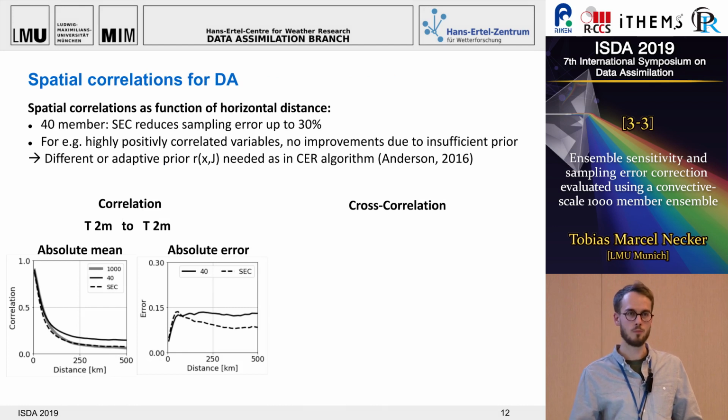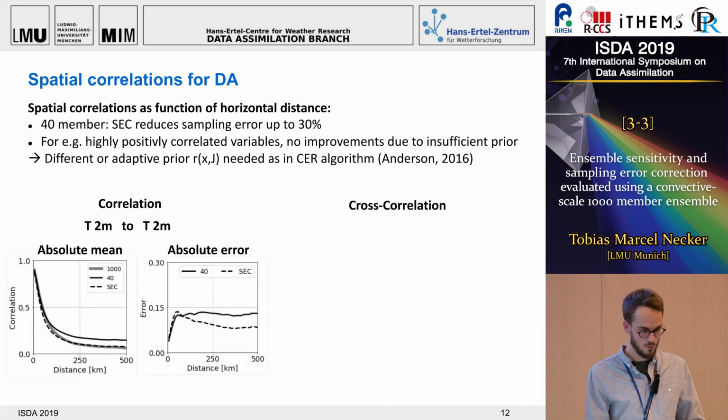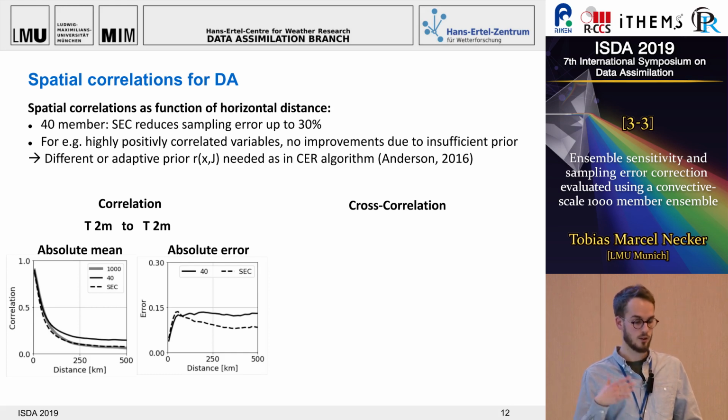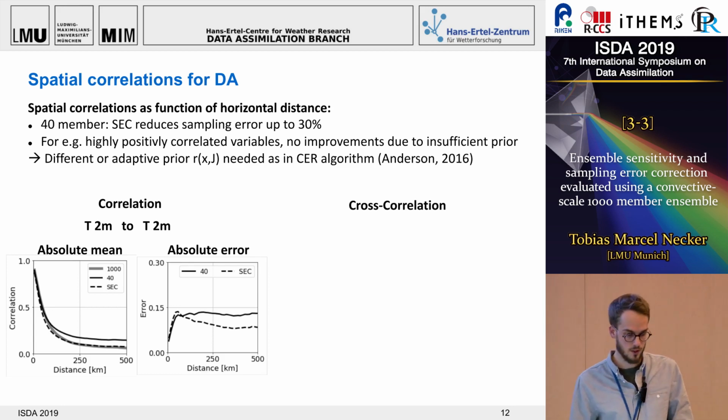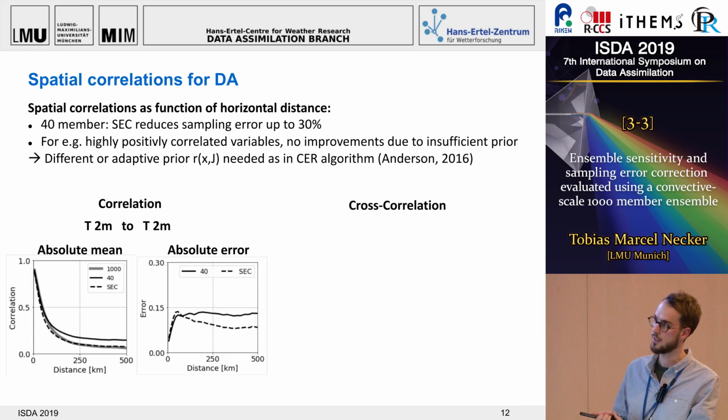I think this is the interesting part for the data assimilation people here in the room, because this is really important if we think of the background error covariance matrix. And this time, we don't look at correlations with precipitation. We look on the left side at a correlation of 2-meter temperature with 2-meter temperature. And you can see here on the left side the mean absolute correlation as a function of distance, and here the mean absolute error as a function of distance.